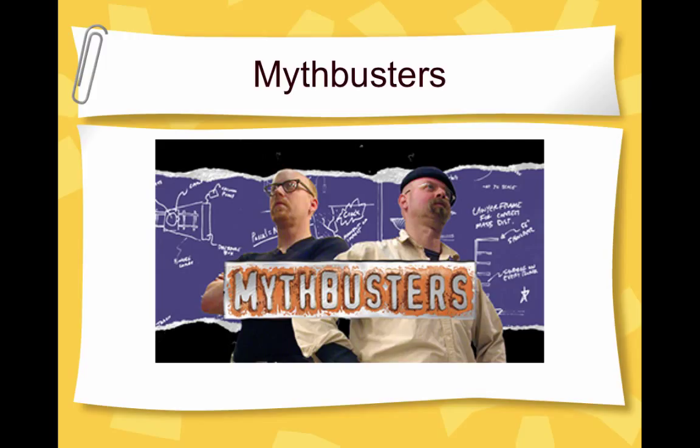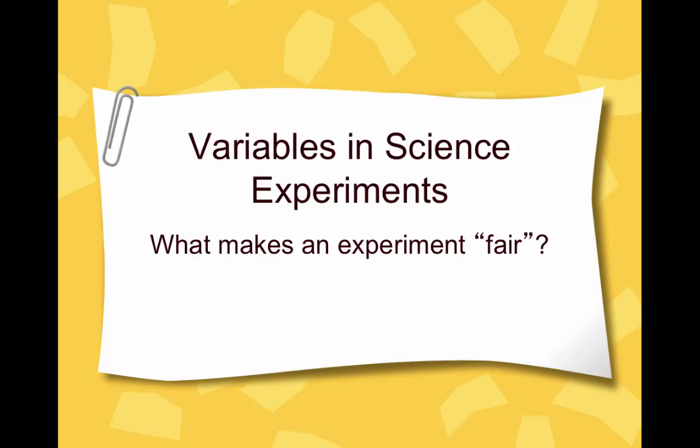So don't worry, in class tomorrow we'll take a look at the results of that little experiment. So that's it for variables in science experiments. What makes an experiment fair? We'll do a lot more practice with different scenarios and setting up an experiment using those independent, dependent, and controlled variables.